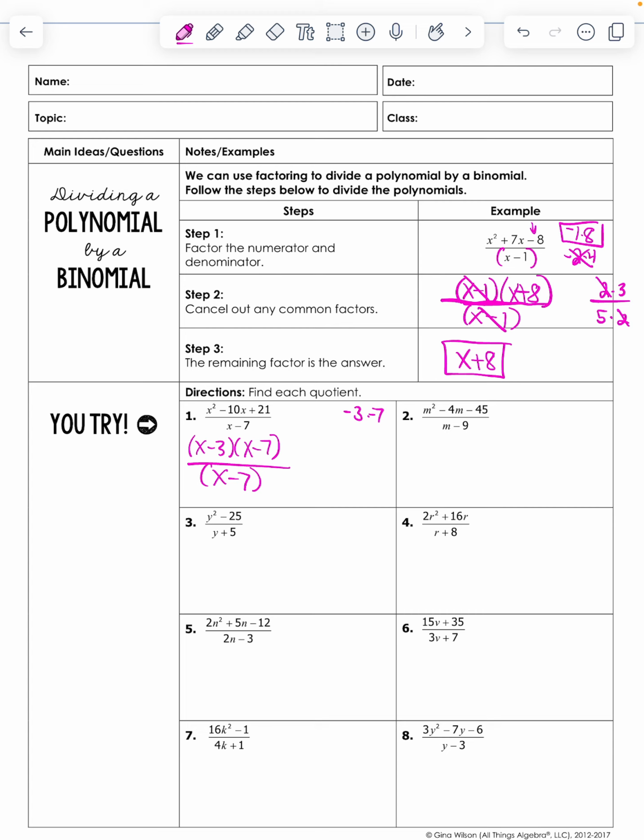What I have here is the same thing in the numerator and denominator. X minus 7 and x minus 7 cancel out. And I kind of thought that would happen because that's the whole point of this, for it to cancel out. So what we're left with is our final answer of x minus 3.